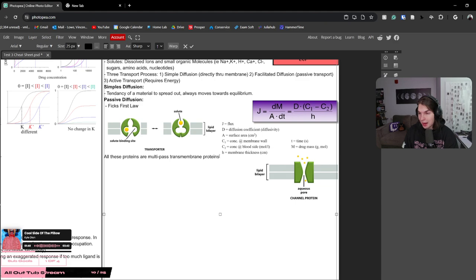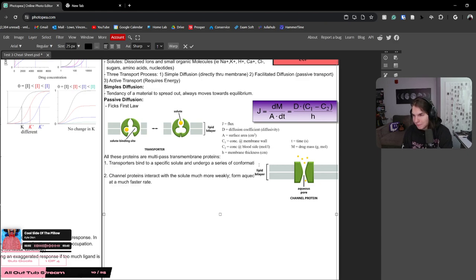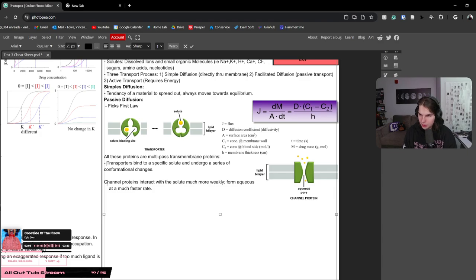All of these proteins pass through multiple transmembrane proteins. So essentially transmembrane means that it's within the membrane. It's transitioning from the external part of the membrane to the internal part of the membrane. So we're just going to copy and paste this because it's a lot easier than typing it. Let's format it how we want to.